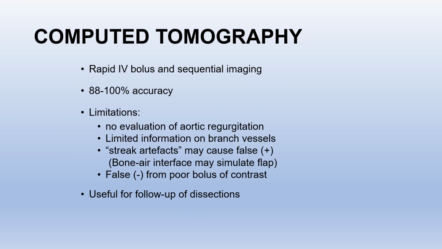Computed tomography: rapid IV bolus and sequential imaging, 88 to 100% accuracy. Limitations: no evaluation for aortic regurgitation, limited information on branch vessels, streak artifact may cause false positives, bone-air interface may simulate the flap, and false negatives from a poor bolus of contrast. Useful for follow-up in dissection.